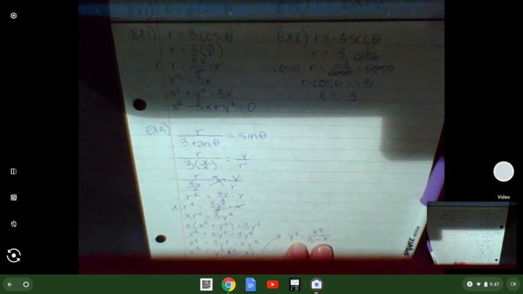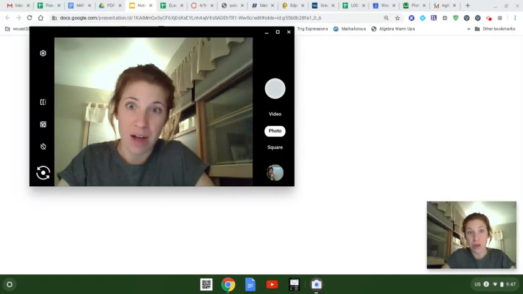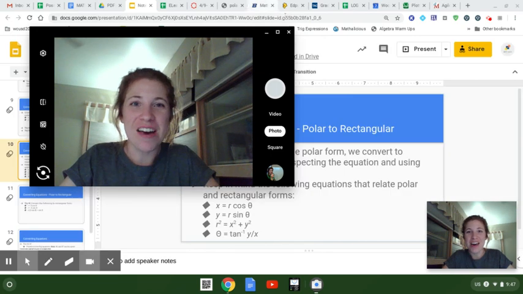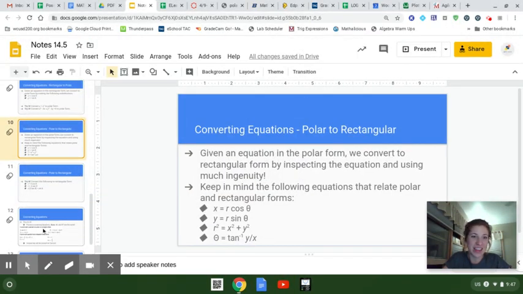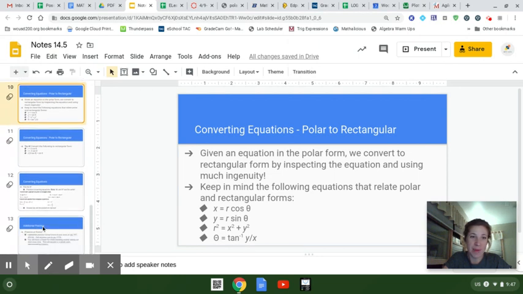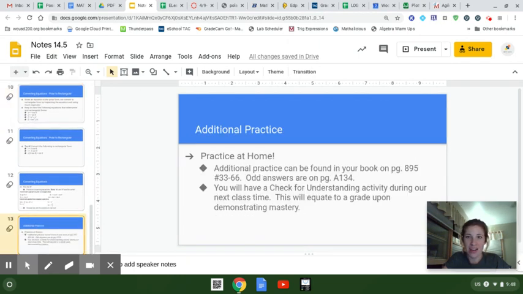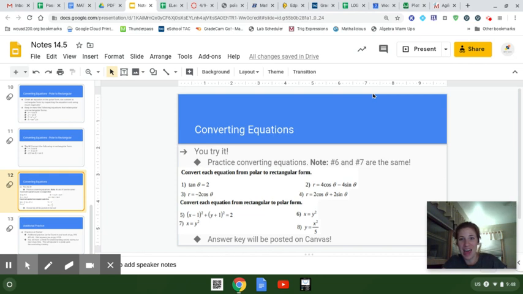So at this point, I want you to practice converting in this direction from polar to rectangular. Again, there are more practice problems on the next slide. There are also practice problems in your book. Answers for the odds in your book are in the back of your book. And I think I wrote that out on this slide right here. Answers starting on page A134, and slide 12 had some additional practice. The answer key for this one is posted on Canvas.